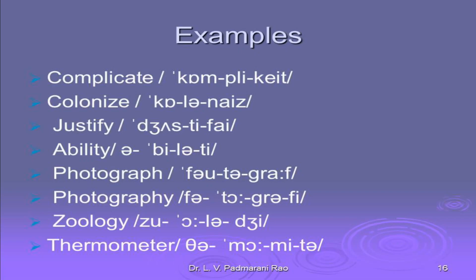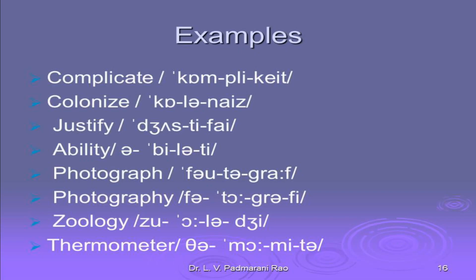I hope you remember the rule of aspiration. P, t, k, when they occur in the initial position of the accented syllables are to be aspirated. Even greater breath force is to be kept. So it is not just complicate, but it is COMplicate. That's right. COLONIZE. Colonize. How many syllables are there? 3 syllables are there. Third from the last you have CO because it's ending with IZE. Colonize. Now k is to be aspirated as well as stressed.